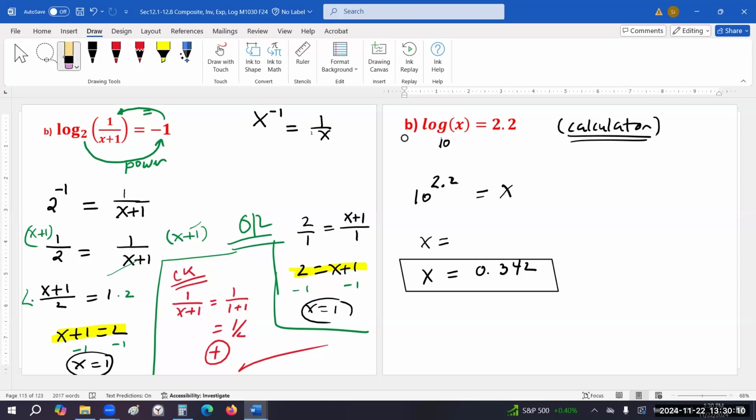No, that's a different thing. No, we cannot actually solve this in the calculator. So if you put log 10 2.2, it's wrong because this is not what is given to us. What is given to us is 10 to the power 2.2 is x. So basically this means we have 10 to the power 2.2.